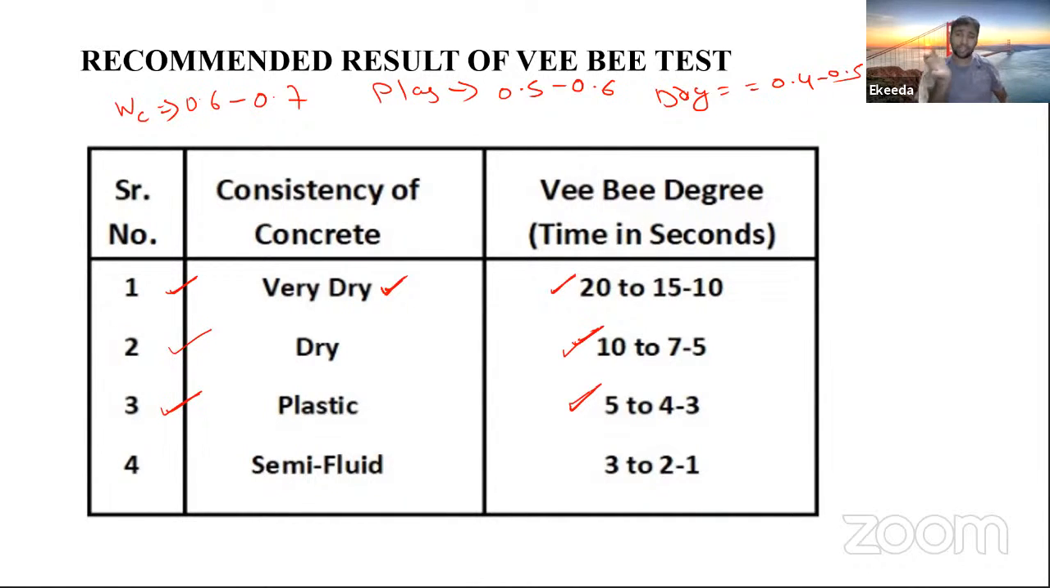Okay, so as the water cement ratio is increasing, its workability will also increase and the time required for changing its shape will be less. Clear? Clear, Harish? I hope that I had cleared your doubt. Is it or not?